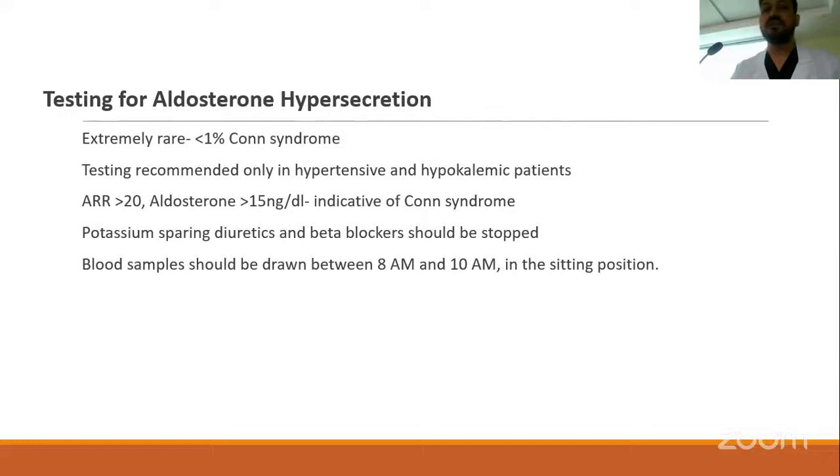Testing for aldosterone hyperactivity is extremely rare and it is only recommended in hypertensive and hypokalemic patients. Aldosterone to renin ratio of more than 20 and aldosterone more than 15 ng per deciliter is indicative of Conn syndrome.